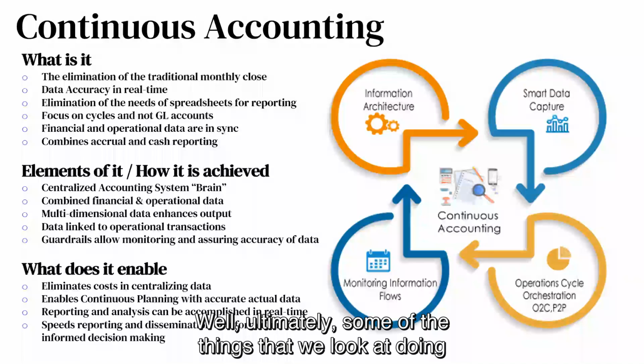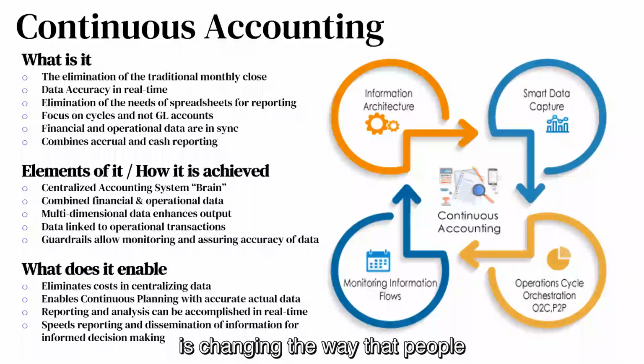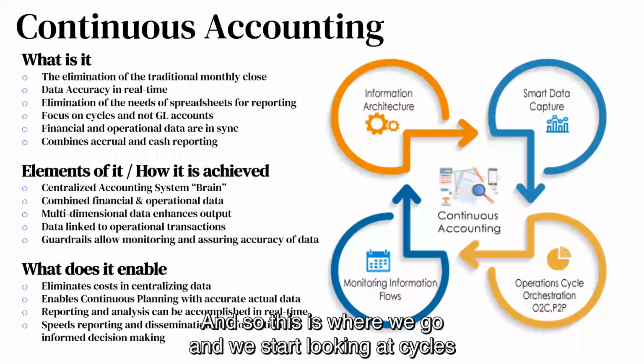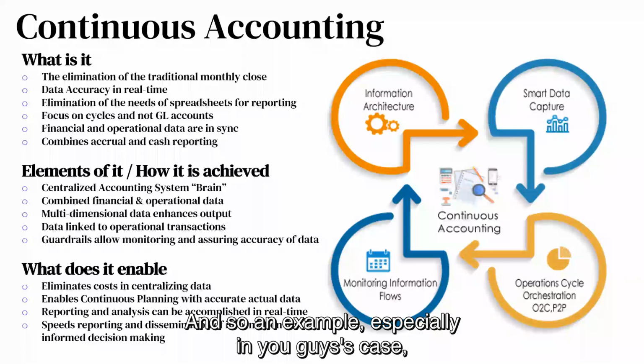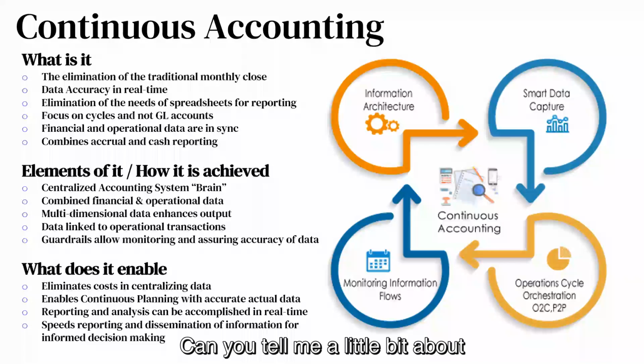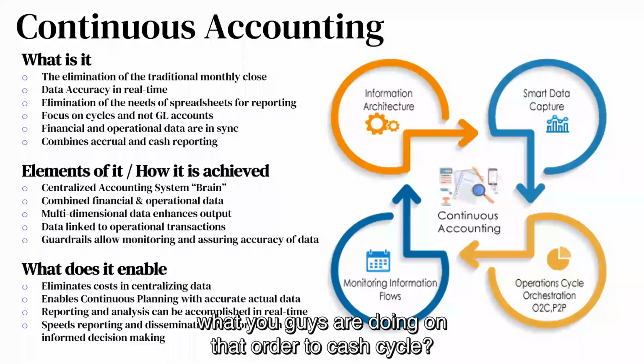And so what do we do to accomplish that? Well, ultimately, some of the things that we look at doing is changing the way that people look at the accounting information. And so this is where we start looking at cycles as opposed to just GL accounts. An example, especially in your guys' case, would be that order to cash cycle. Can you tell me a little bit about what you guys are doing on that order to cash cycle?